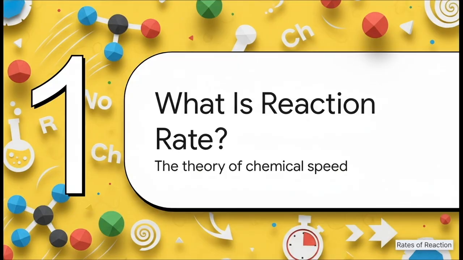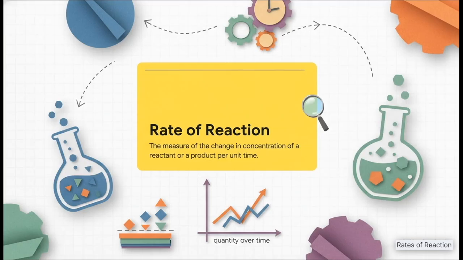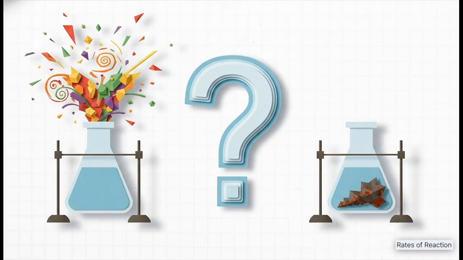You're going to hear that phrase a lot, so let's make sure we know exactly what it means. At its heart, it's really simple. The rate of reaction is just how fast your starting chemicals, your reactants, get used up. Or, looking at it another way, how fast your new chemicals, the products, get made. It's just the amount of stuff that changes over a certain amount of time. That's it.